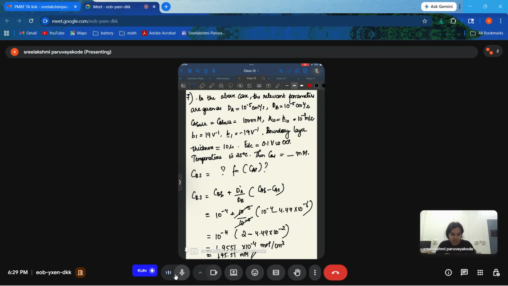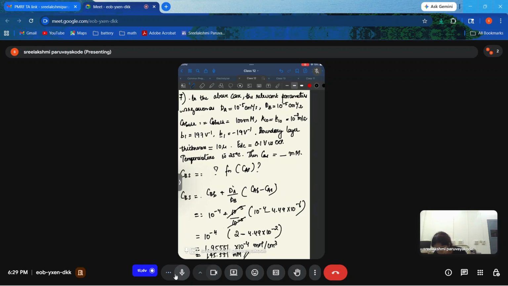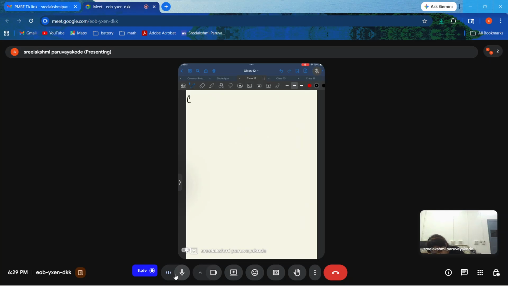So from the last answer, the type of questions you are expected to find out is the surface concentration of the reactants and the products. So that is question number 6 and 7. Now let's move on to the next question. Okay, I hope there isn't any doubt on this. If you have, you can ask questions. Okay. And now question 8.